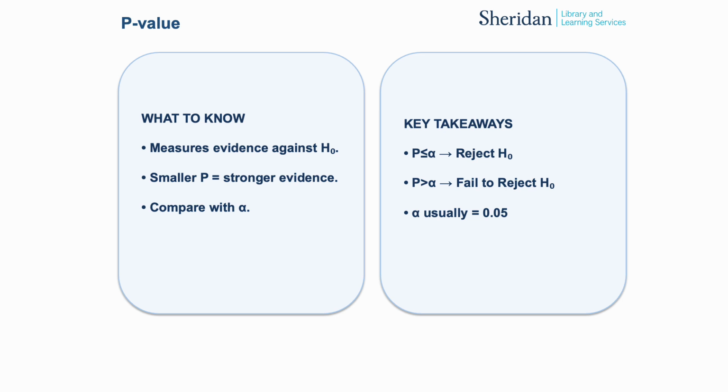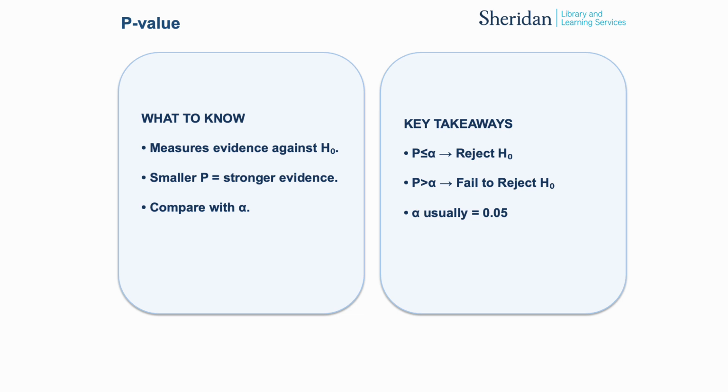A p-value tells us how likely it is to observe our sample result, or something even more extreme, if the null hypothesis is actually true. Notice that the last part is very important. The p-value is calculated under the assumption that the null hypothesis is true. So we're asking, if the company's claim is actually correct, how surprising are our sample results? If the probability is very small, then our sample would be considered unusual and we begin to doubt the null hypothesis.